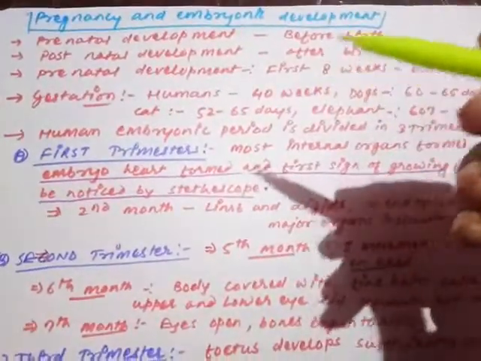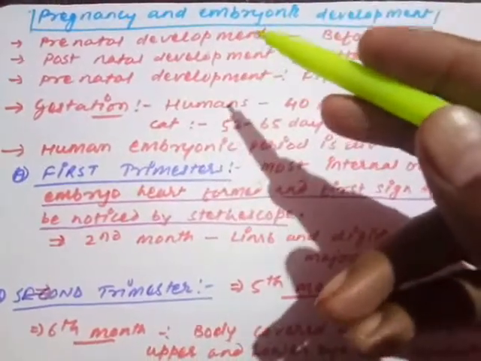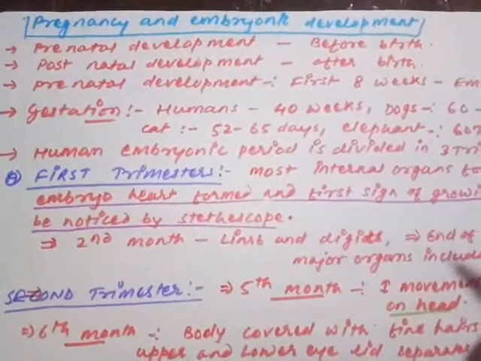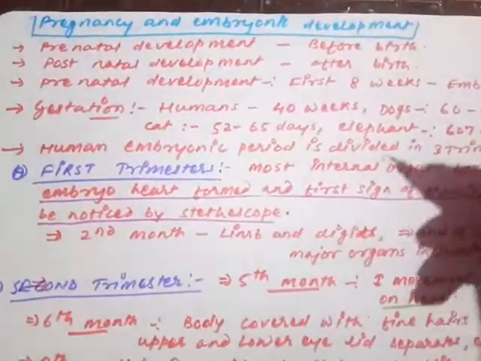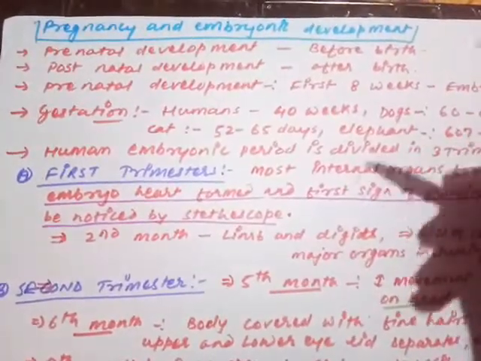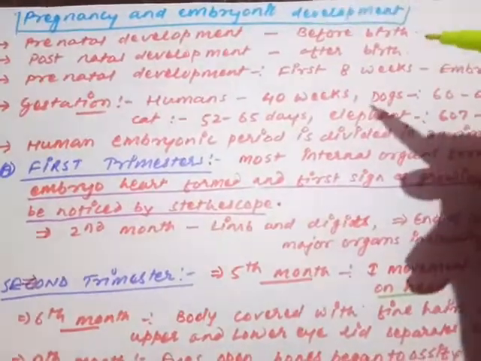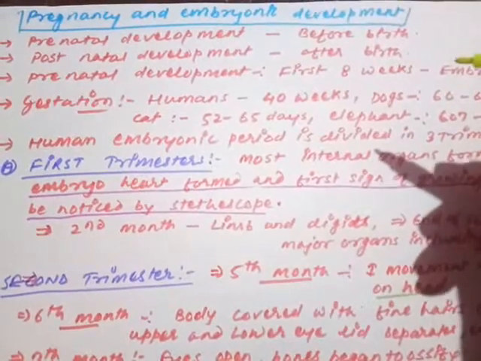We can discuss pregnancy and embryonic development in two ways. The first one is called prenatal development, the second one is called postnatal development. What does prenatal development mean? All the development which occurs before childbirth. Postnatal, natal means what? Birth. So postnatal means after childbirth, whatever development there is, that is called postnatal. Prenatal means before childbirth. Postnatal means after childbirth.